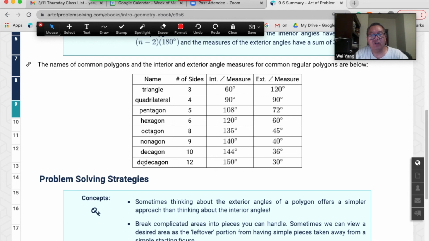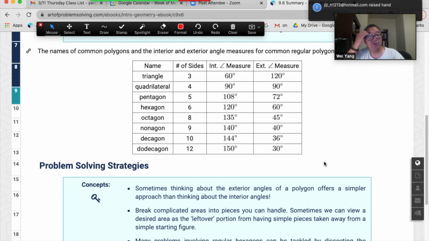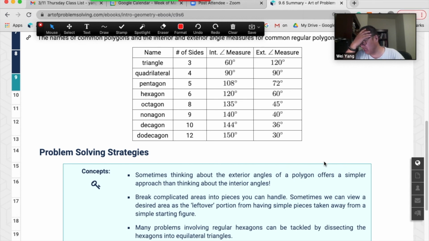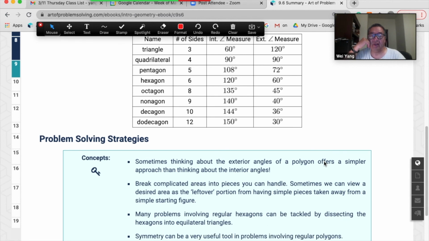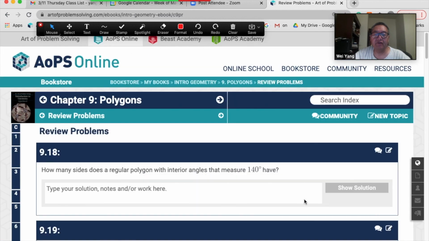For the dodecagon, they have 12 sides. Each interior angle equals 150 degrees. And each exterior angle will be 30 degrees. 30 times 12, that's also equal to 360 degrees. So here you can see one more time, the sum of the exterior angles of any polygon gives you 360 degrees, right? And for the sum of interior angles, you need to use the formula 180 times (n minus 2). Okay, so then we finished this section.